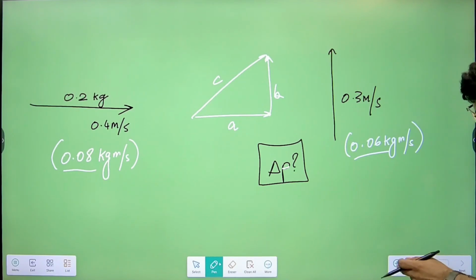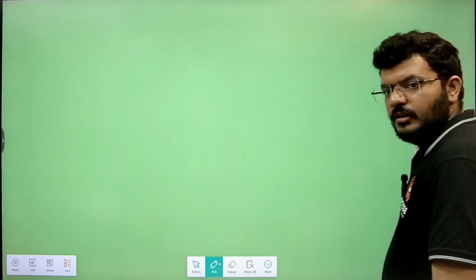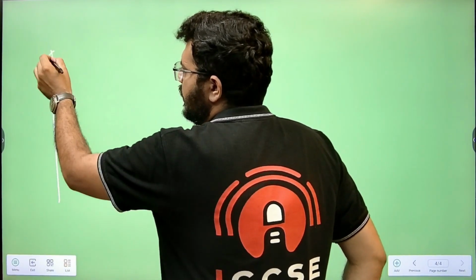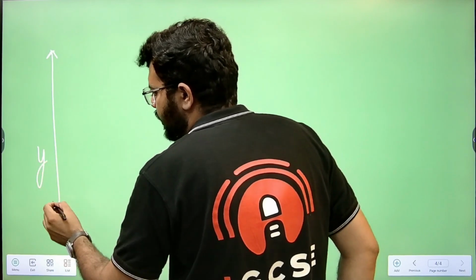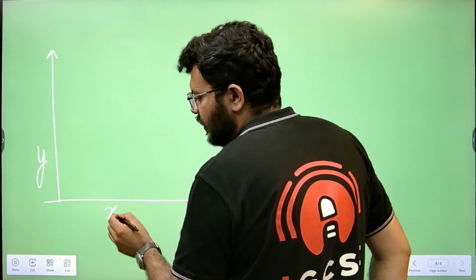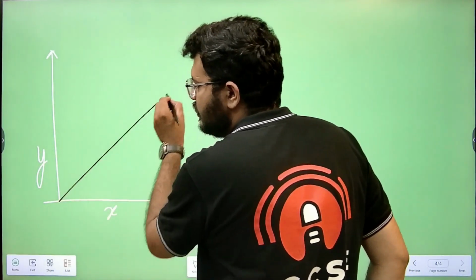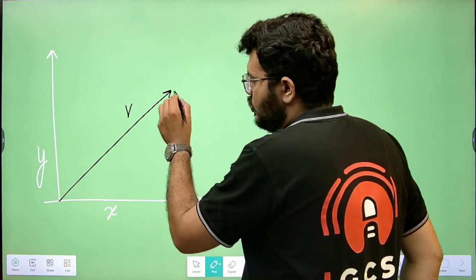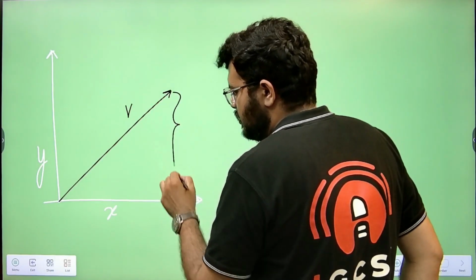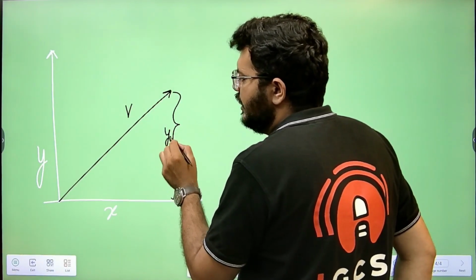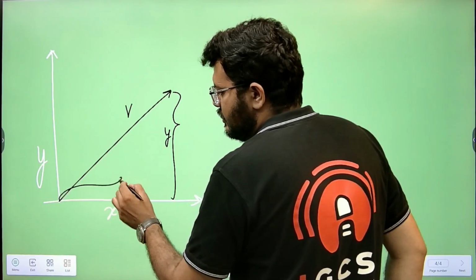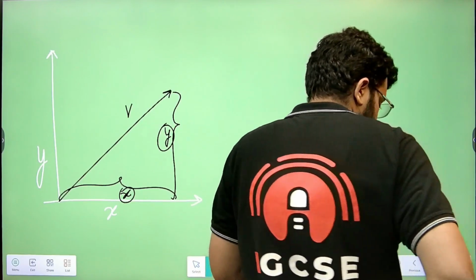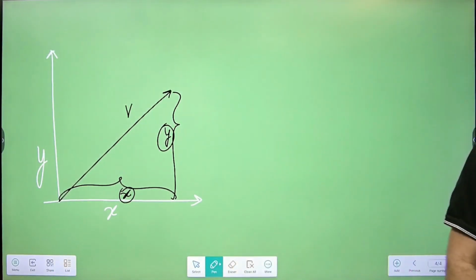Okay, next, components. Components of a vector, right? So for components of a vector, what we will do, let's say this is your y axis and this is your x axis. Let's say that this is your vector v, right? So this much is the value of y and this much will be your value of x, right? What is this? This is the projection of the vector.